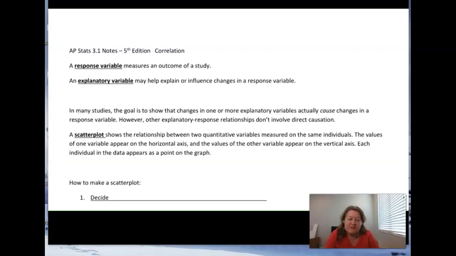So in this chapter, we're going to start looking, instead of just at one variable, at two variables. So we're going to have names for them. We're going to have a response variable, and then we're going to have an explanatory variable. And that's really just another way to say that we have an X and a Y chart. Okay, so we're going to basically be doing an X and a Y.